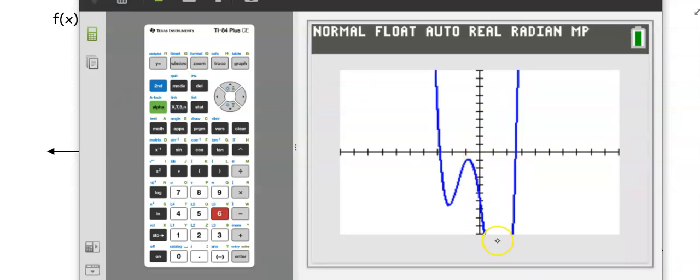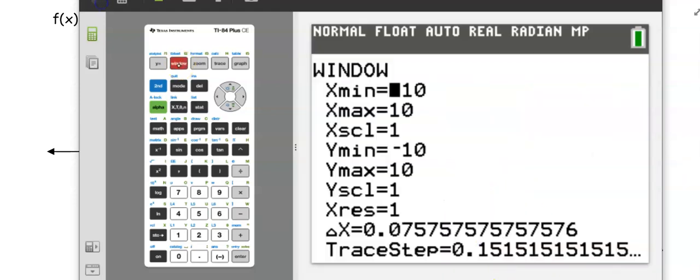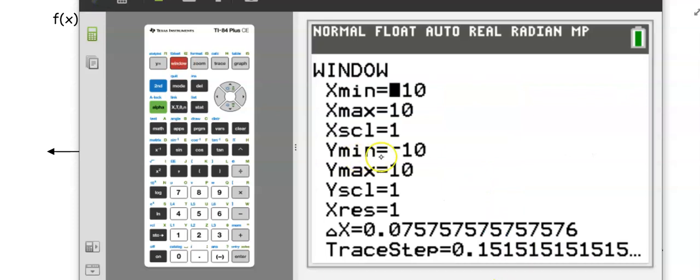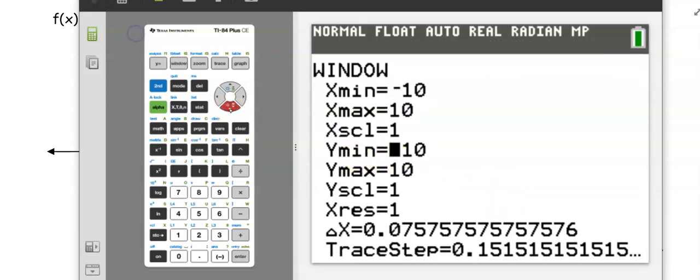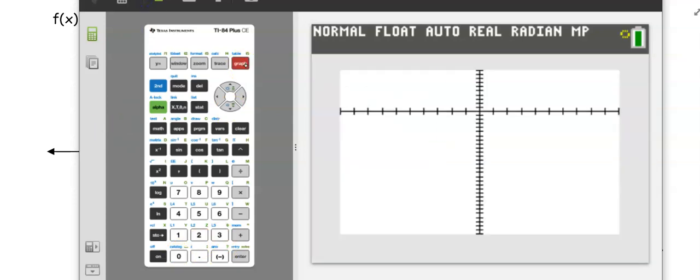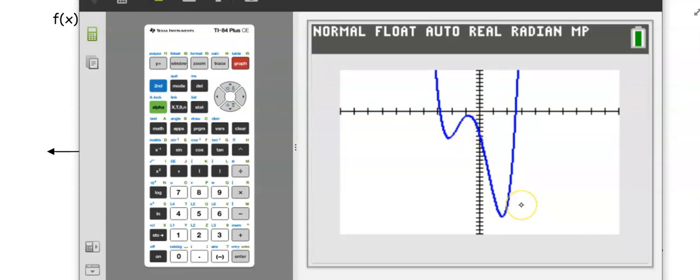And I see my polynomial, but I'm missing this bottom part down here. I want to move the graph down. So remember, we hit window. If I want to move my graph down, I'm going to change my y minimum. I'm going to change it to a negative 30. Go back to our graph. And now we can see the entire graph.